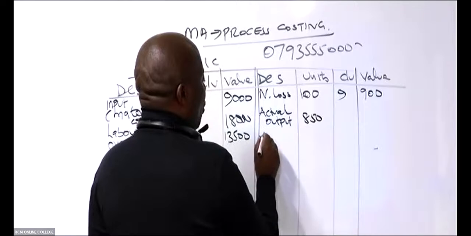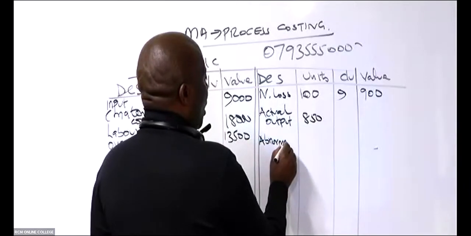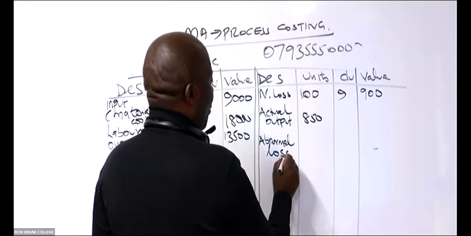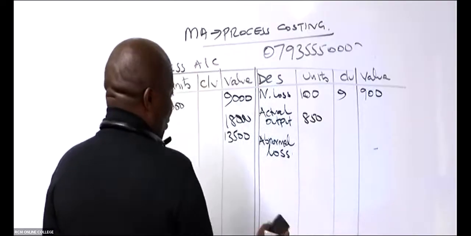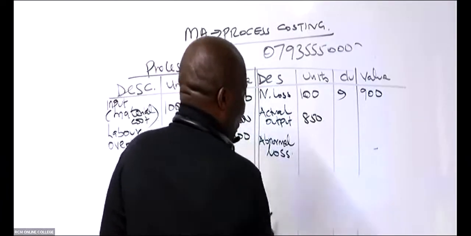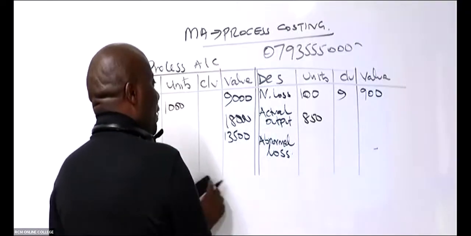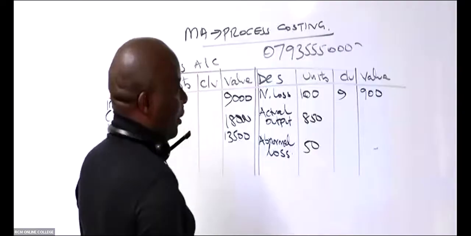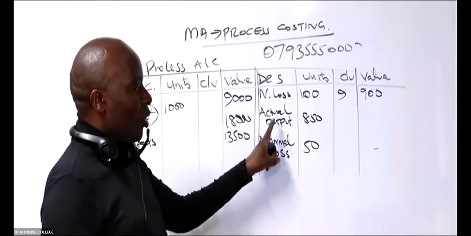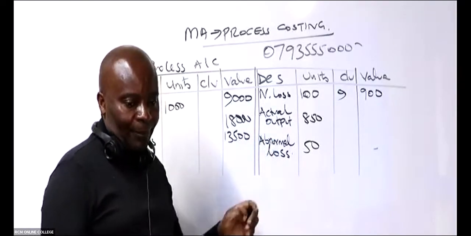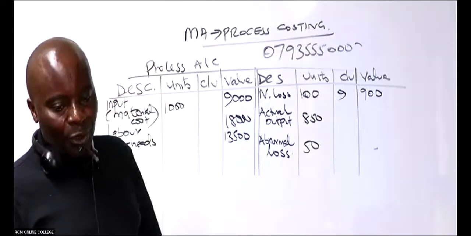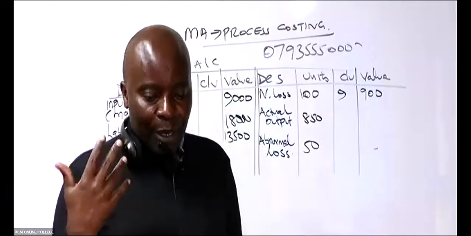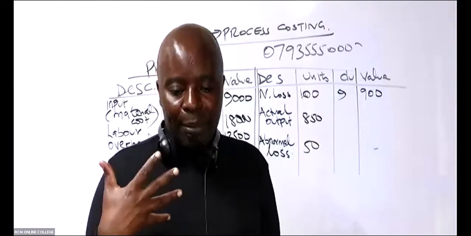And then we have what we are calling abnormal loss. The abnormal loss was 50. Please tell me something about valuation of the abnormal loss units. Anything you're able to remember about how we value abnormal loss?